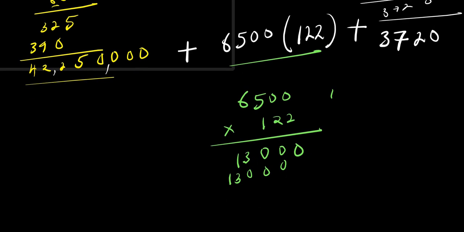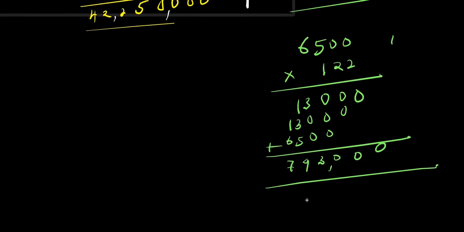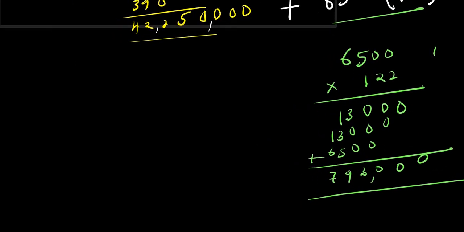So from here, we also have 1 times 0, 0; 1 times 0, 0; 1 times 5, 5; 1 times 6, 6. So we add, we have 0, 0, 0, 3. This is 4 plus 5, 9. This is 7. So we are having 793,000.